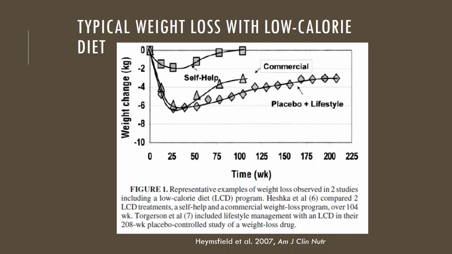So you can see that in all of these studies, the participants lost weight. The scale is in kilograms, so 2.2 kilograms per pound. So this group, the self-help group, lost about 5 pounds. These groups lost between 12 and 15 pounds. But as you can see with all of them, they eventually regained at least some of the weight.